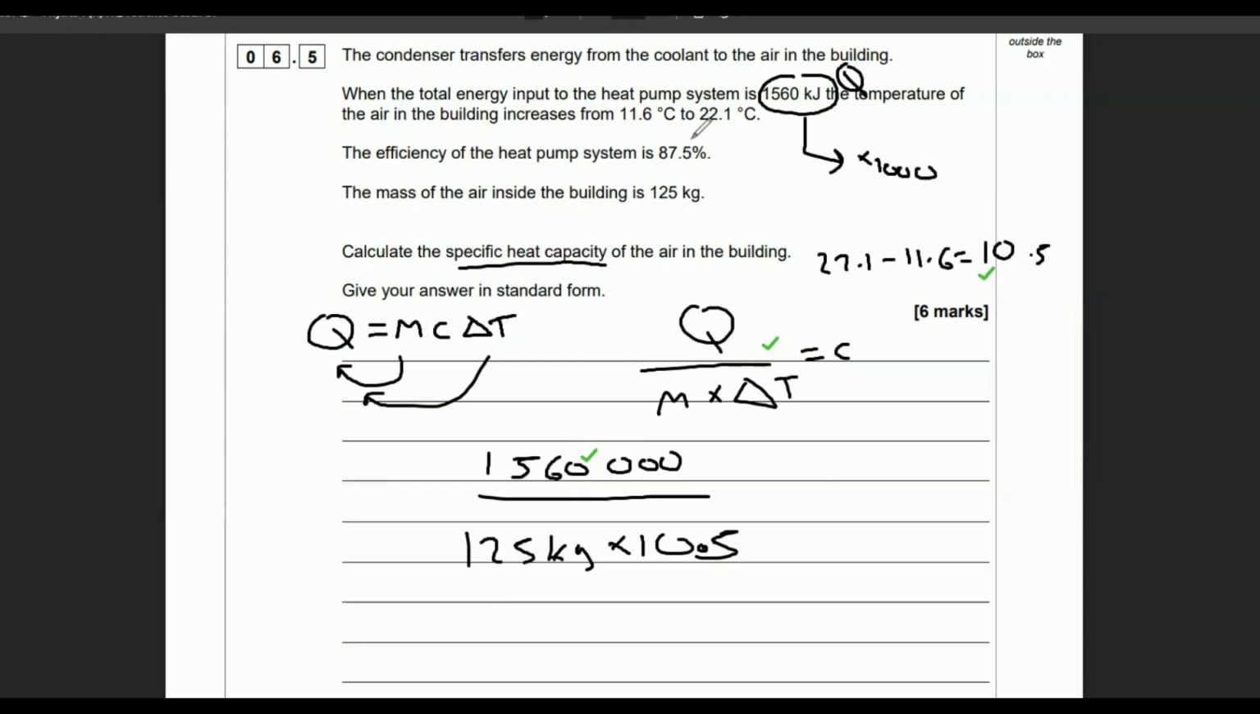You should always highlight. Okay, so the efficiency of the heat pump is 87.5%. So we're not going to use all of this because this is the total energy that went into the heat pump system. But actually, useful energy, if we look at the efficiency equation, remember, efficiency is equal to useful energy divided by input energy. And if I want that as a percentage, that should be times 100.